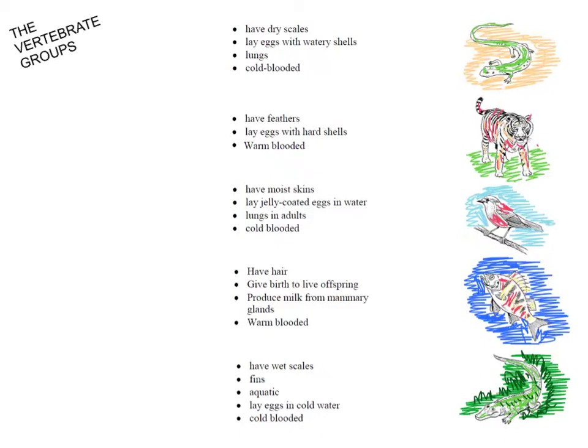And those classes can be divided into even more groups, but that's not what we're going to pick up on. We're going to talk about the vertebrates and the 5 classes of vertebrates that we have. So here are the vertebrate groups. Let's start at the top. We've got dry scales, laying eggs with watery shells, lungs, so developed lungs in the adult, and cold-blooded. Now, these are typical traits of reptiles. So these are traits you would find in reptiles.